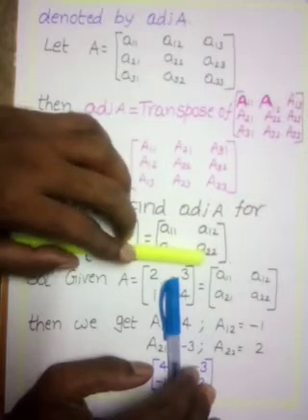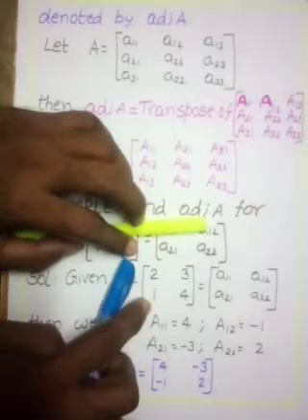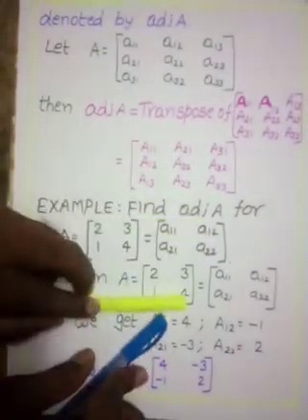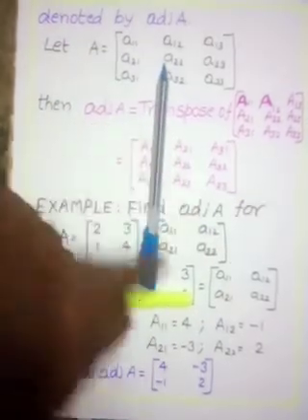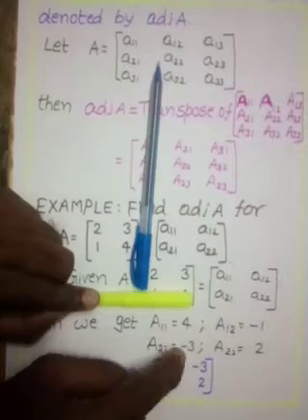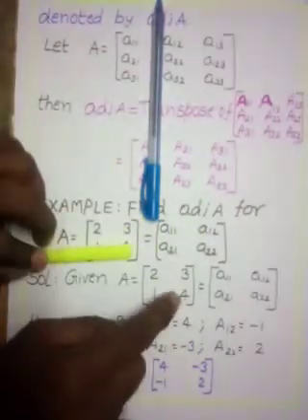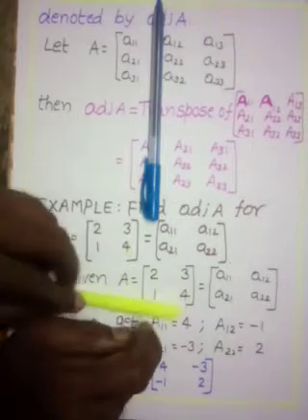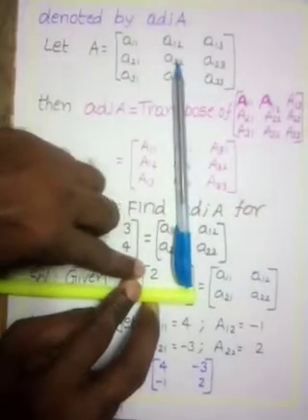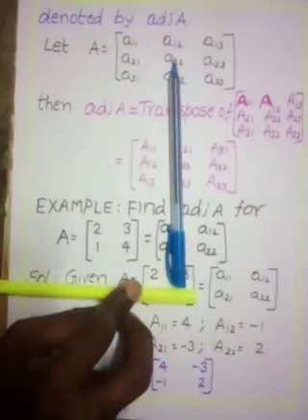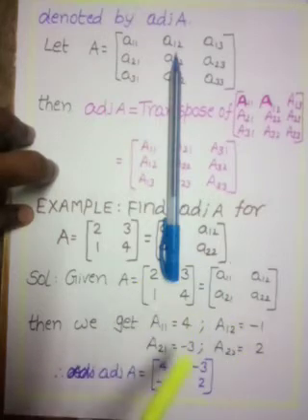Now A21, that is the first element in the second row. So we close this second row and this first column. What is the element left here? 3. So minus 3. Next, the last element 4. This is in the second row, second column. So close second row and second column. What is the element left here? 2. Understood, my dear children? These are the cofactors of these corresponding 4 elements.